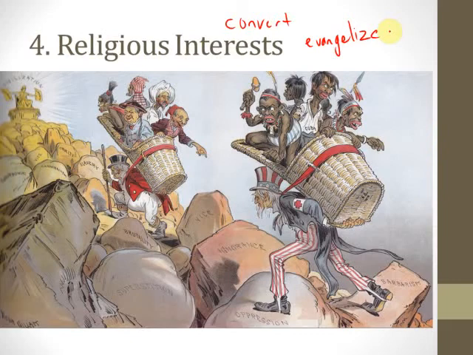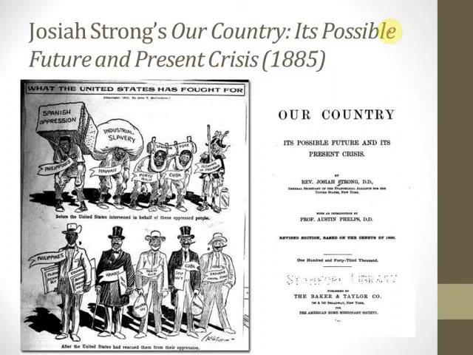And so one argument was made through a book called Our Country, Its Possible Future and Present Crisis. This book was written by a man named Reverend Josiah Strong. You guys should know this book. This book does come up from time to time. And Strong's book argued that America had to engage in more missionary work. So, Our Country, Its Possible Future and Present Crisis.